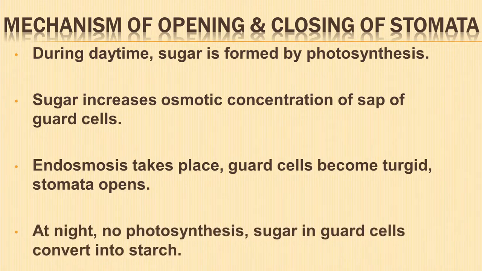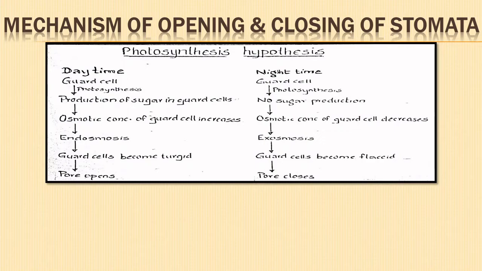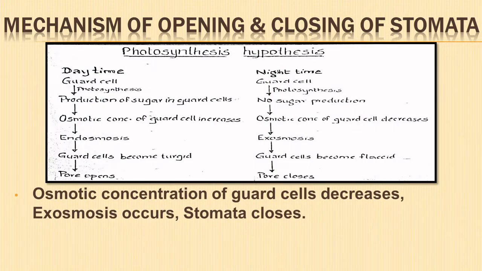At night or in the absence of light, there is no photosynthesis and the sugar present in the guard cells gets converted into starch. Since starch is insoluble, the osmotic concentration of the guard cells decreases.